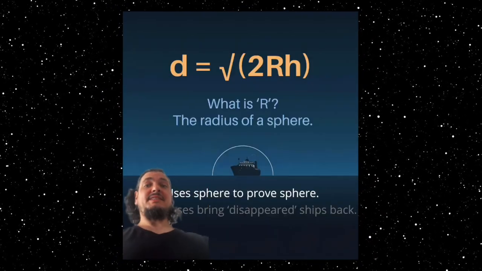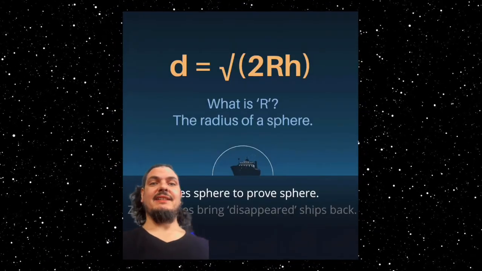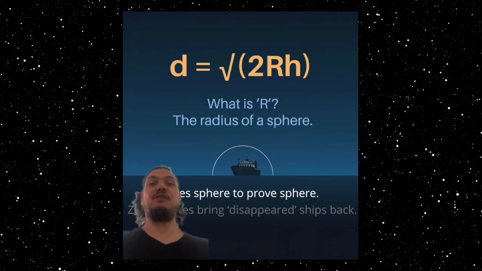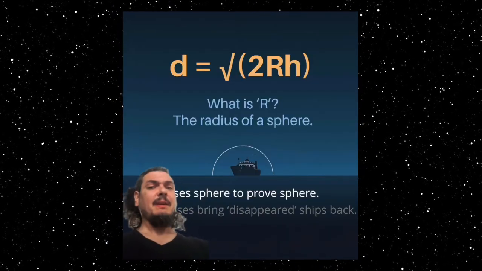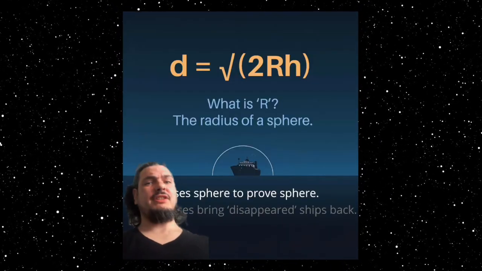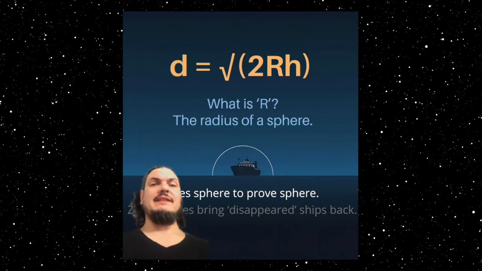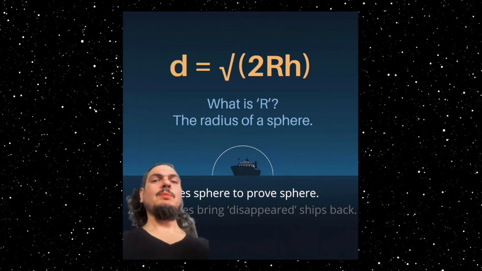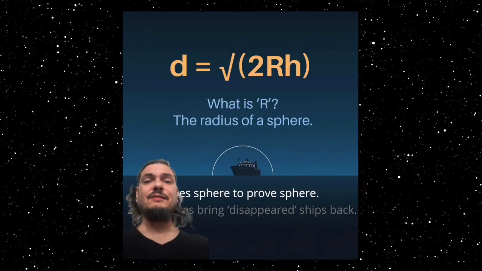And then we have distance to the horizon. It assumes a radius, the radius of a sphere. It uses spherical Earth in the formula meant to prove spherical Earth. It also assumes disappearing ships are due to curvature rather than perspective convergence and angular resolution limits, which zoom lenses disprove by bringing those disappeared ships back into full view.